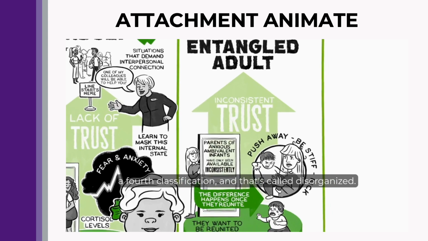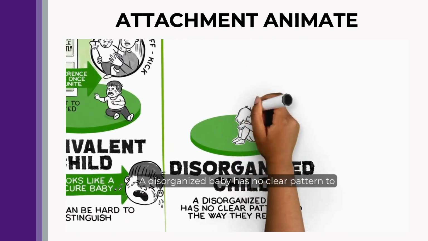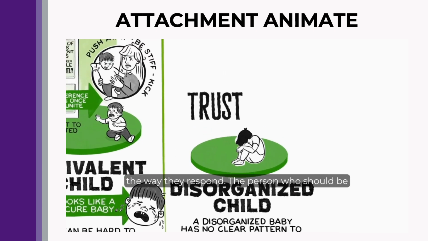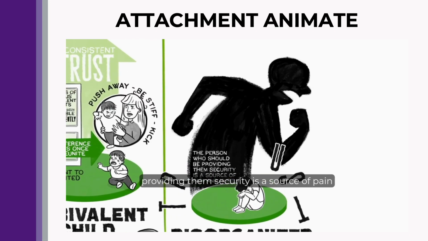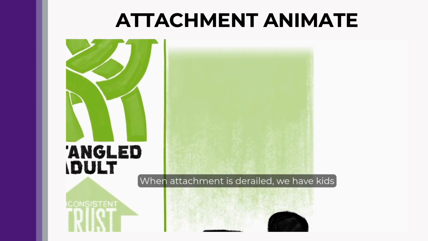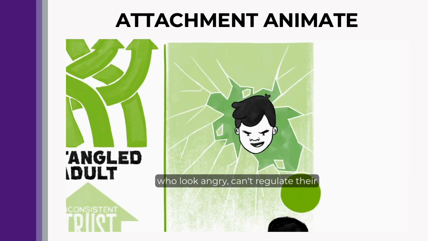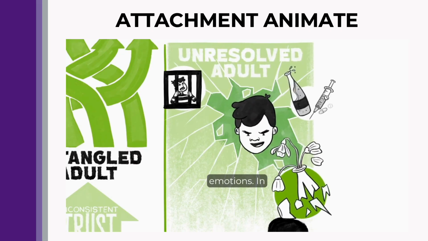There's a fourth classification, and that's called disorganized. A disorganized baby has no clear pattern to the way they respond. The person who should be providing them security is a source of pain and hurt, and that shows up in their behavior. When attachment is derailed, we have kids who look angry, can't regulate their emotions.